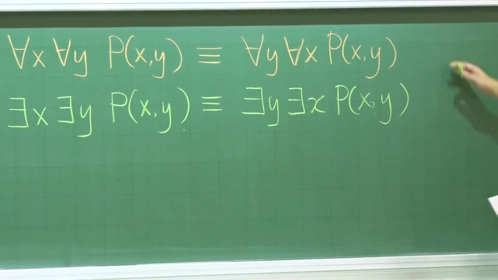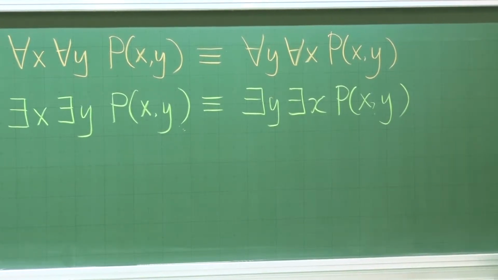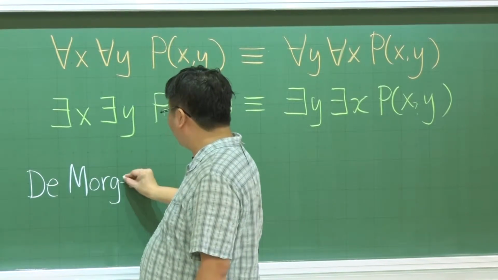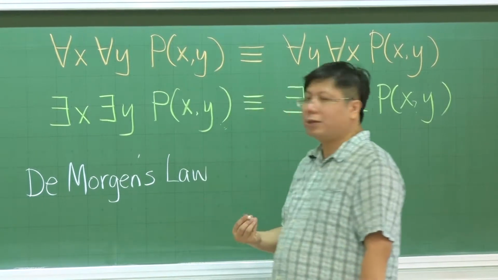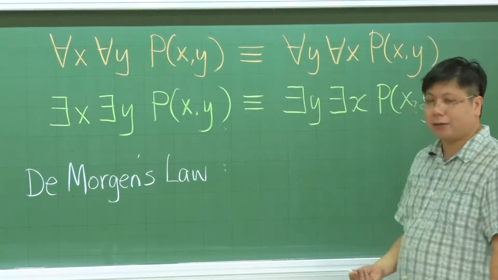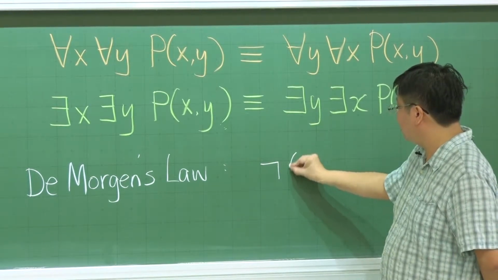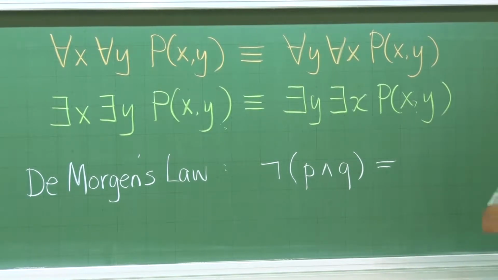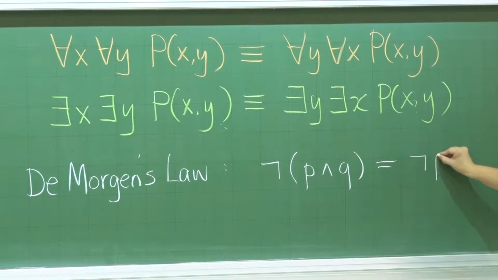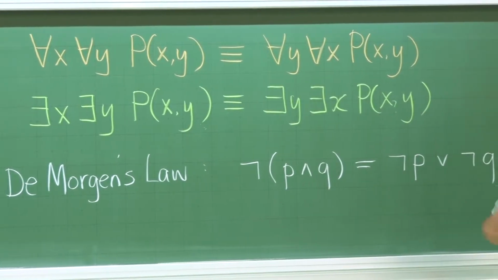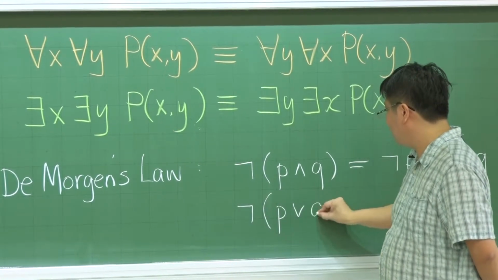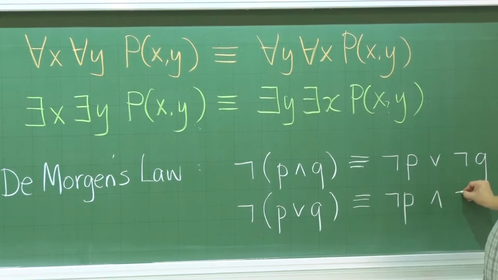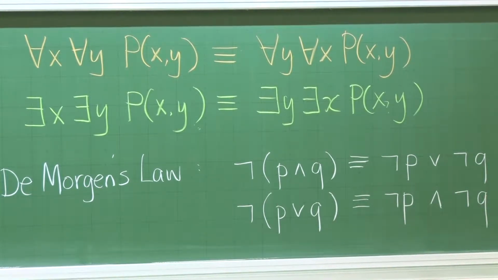Okay. Now, this is the ordering of the same type of quantifiers. And there is another one, De Morgan's law. I hope you still remember. If you are talking about logic, then if you negate something like P and Q, you make everything upside down, so it is the negation of P or the negation of Q. Similarly, if you negate P or Q, this is equivalent to the negation of P and the negation of Q. So this is De Morgan's law for propositions.